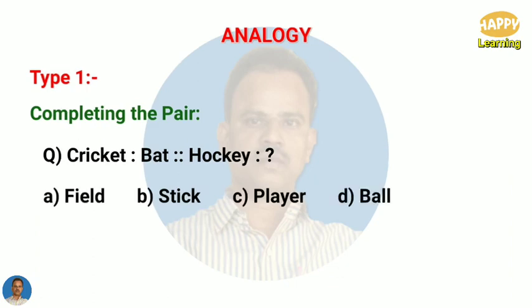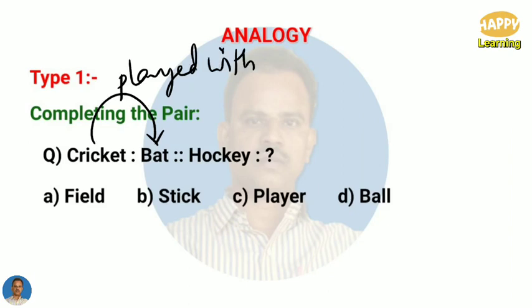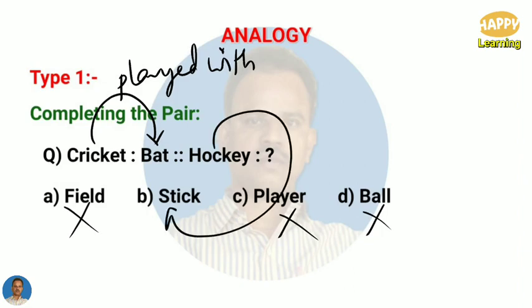Cricket is proportionate to bat. See, what is the relation between cricket and bat? Cricket is played with a bat. Similarly, hockey is played with... field? No. Played with ball? No. So, hockey is played with a stick. Hockey is played with a stick. Okay. So, as cricket is played with a bat, the hockey is played with a stick.